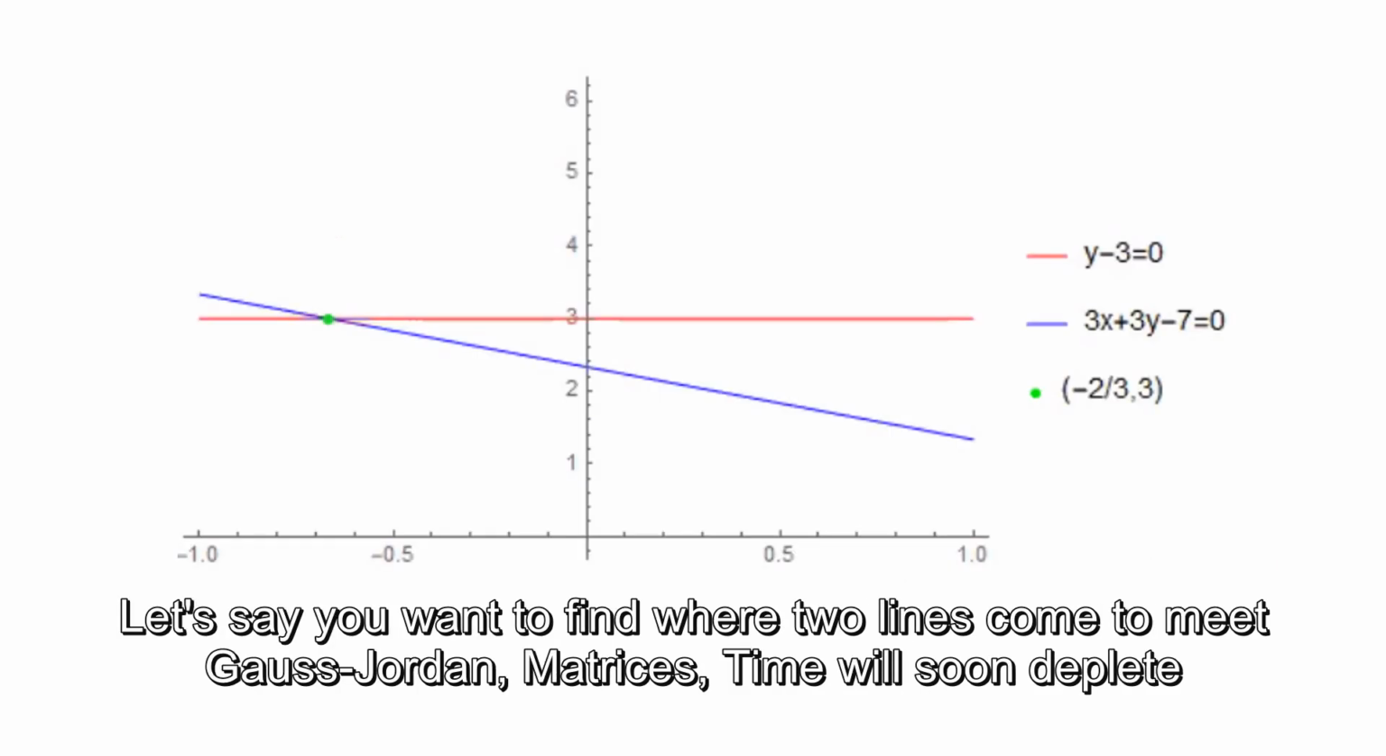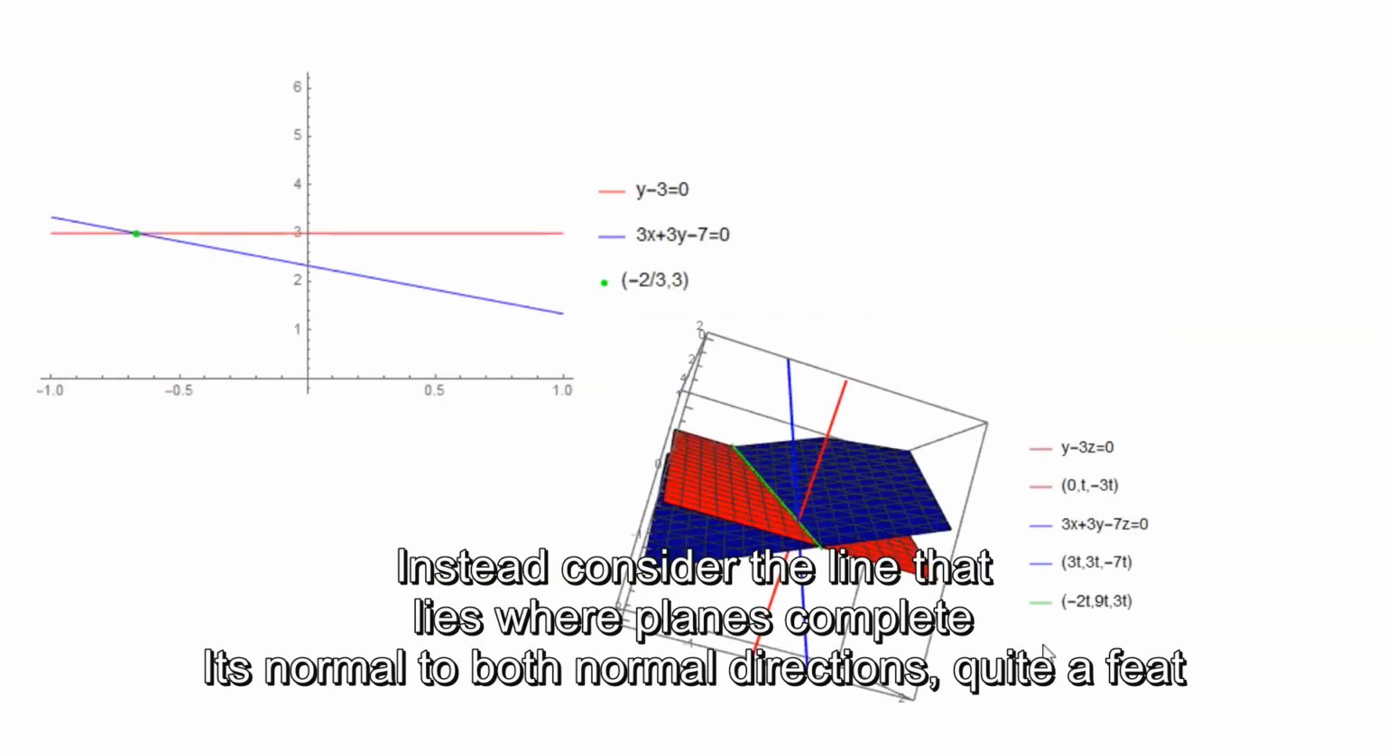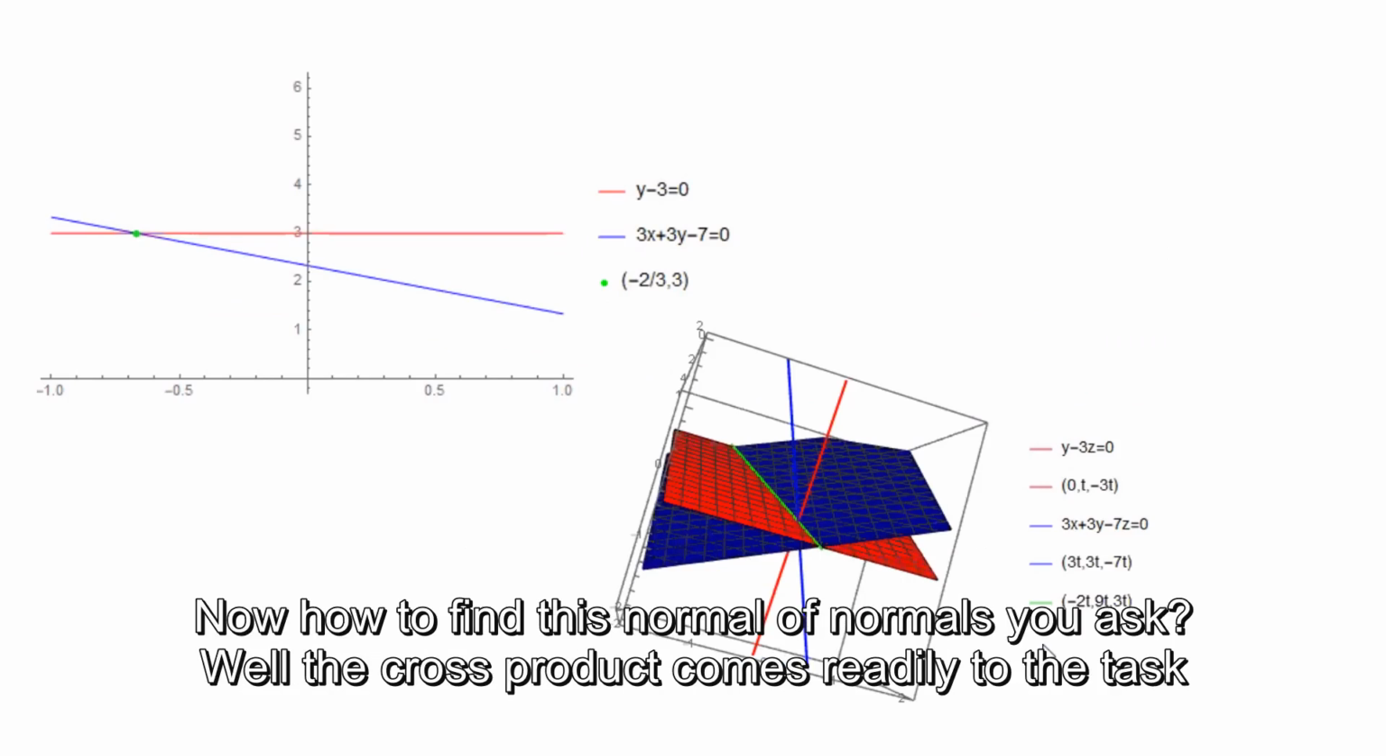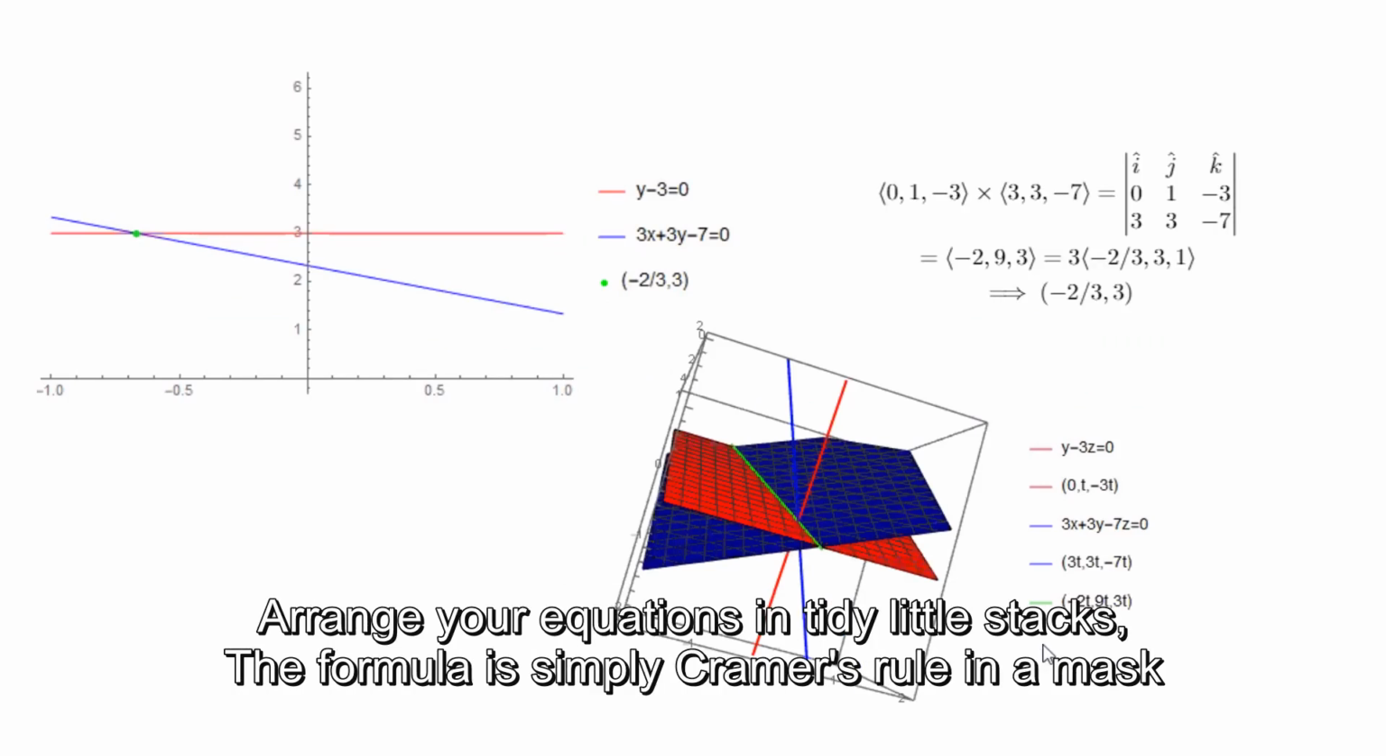Let's say you want to find where two lines come to meet. Gauss-Jordan matrices, time will soon deplete. Instead consider the line that lies where planes complete. It's normal to both normal directions, quite a feat. Now how to find this normal of normals, you ask? Well, the cross product comes readily to the task. Arrange your equations in tidy little stacks. The formula is simply Cramer's rule in a mask.